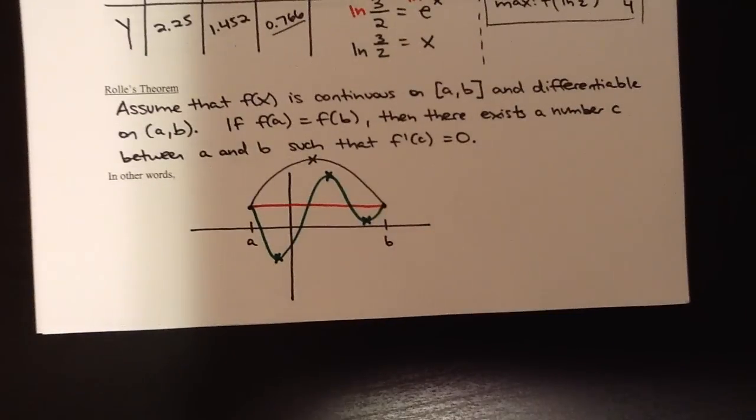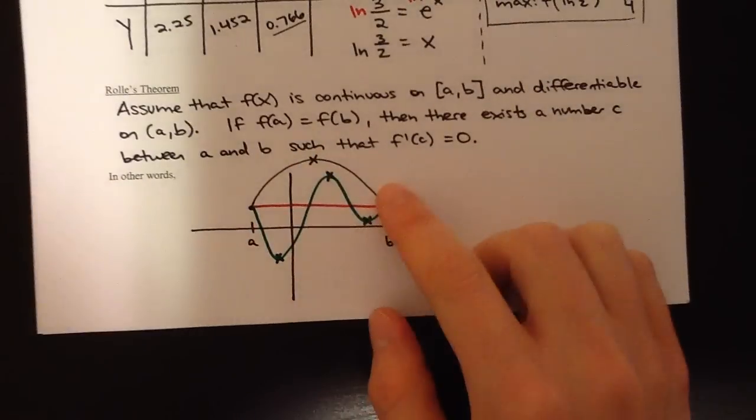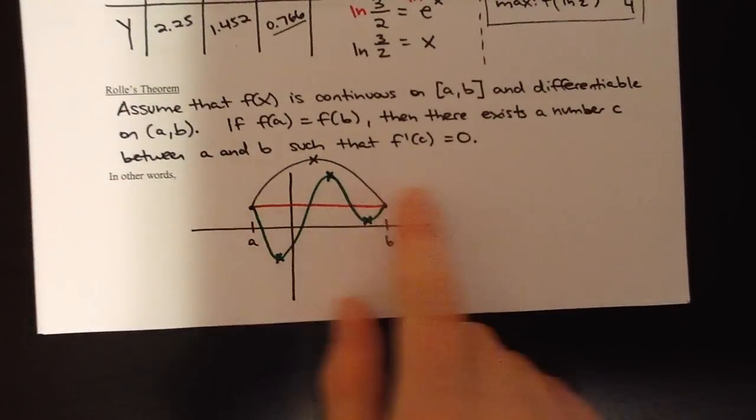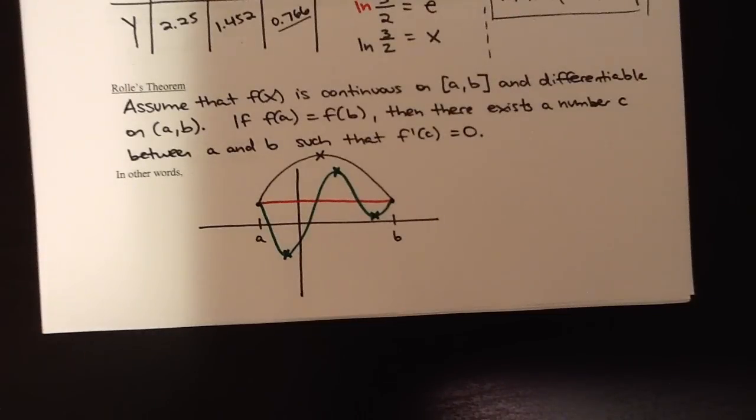You could have at least one point where the derivative is 0, and that's if the graph either goes up and then comes back down, or goes down and comes back up, or your line could go straight across, or it could wiggle up and down. We could have multiple derivatives of 0. But that's what Rolle's theorem says.